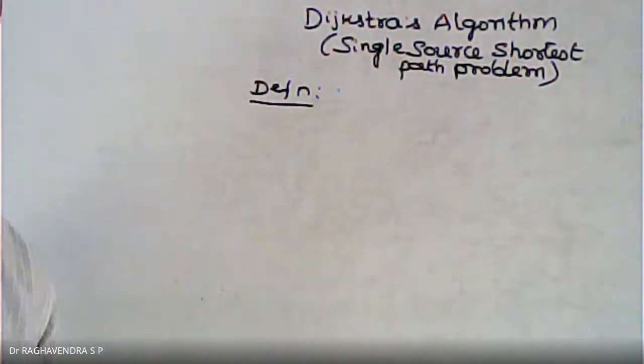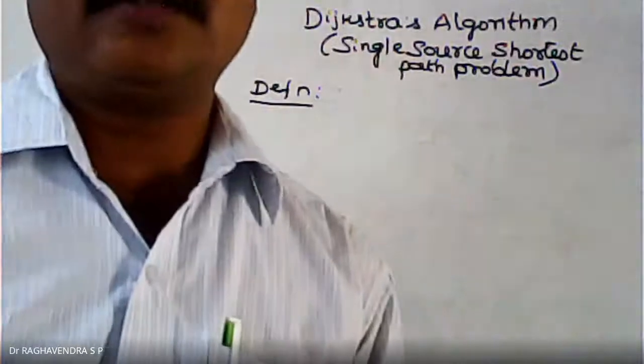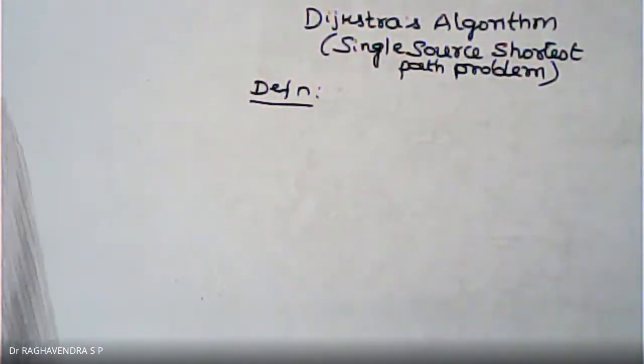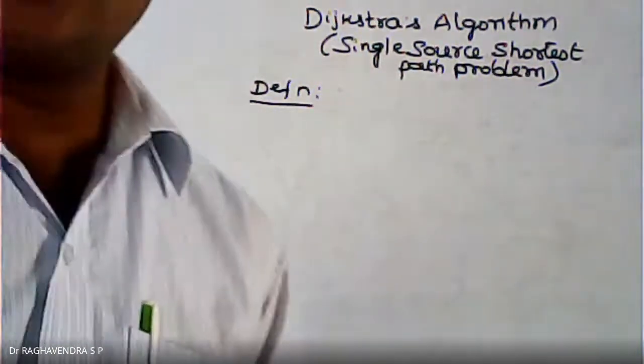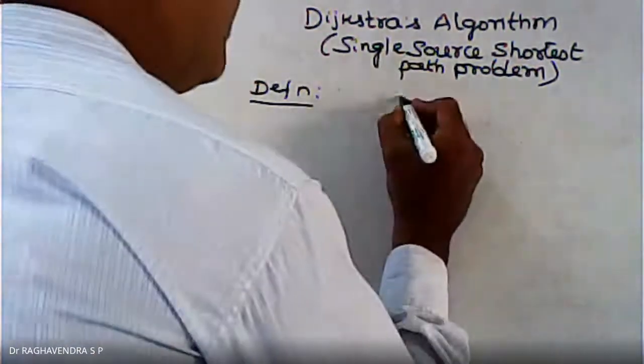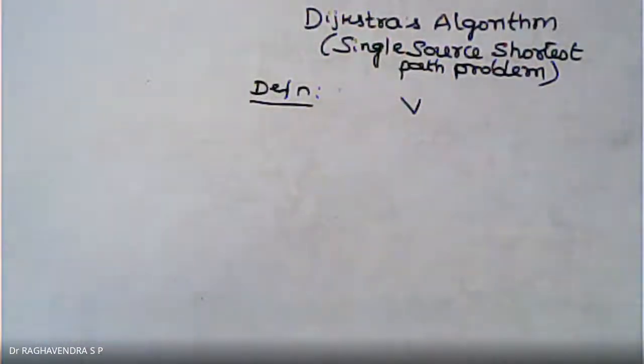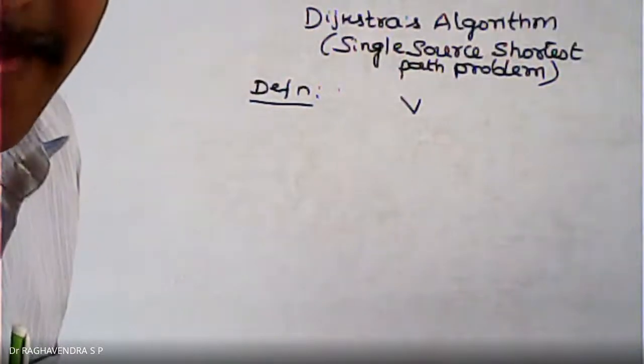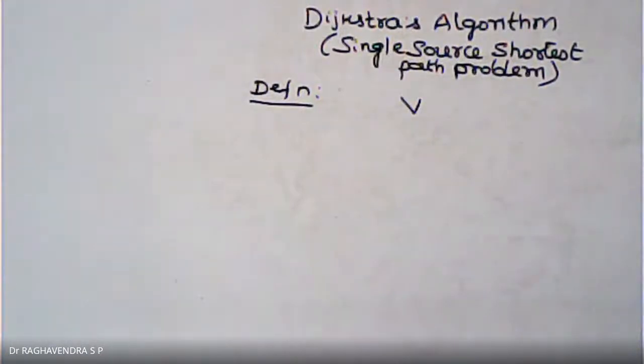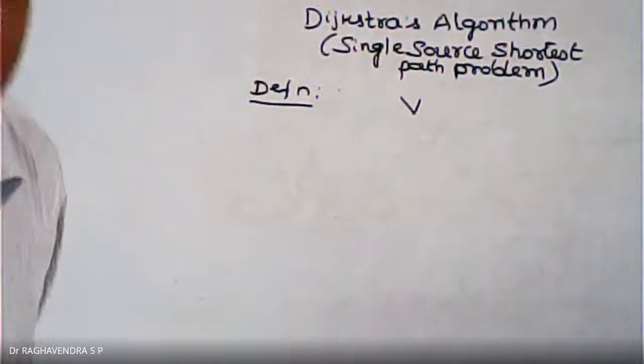The single source shortest path problem is the one to compute the shortest distance from a given source vertex V to all other vertices in the graph.